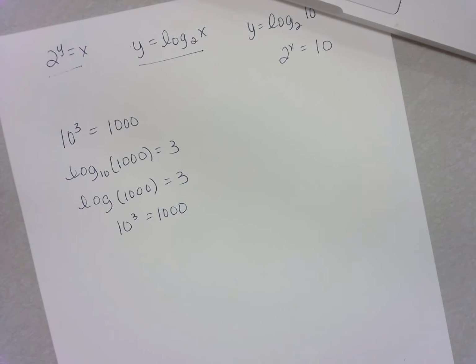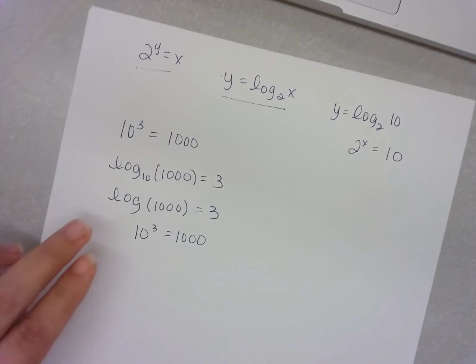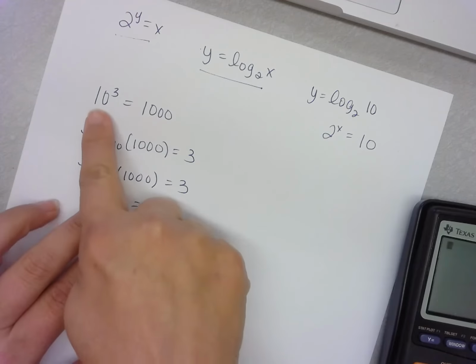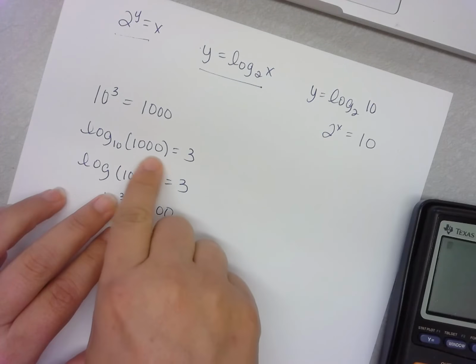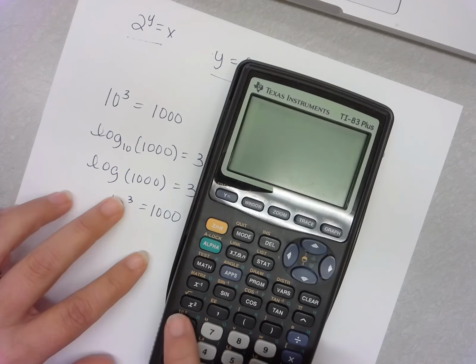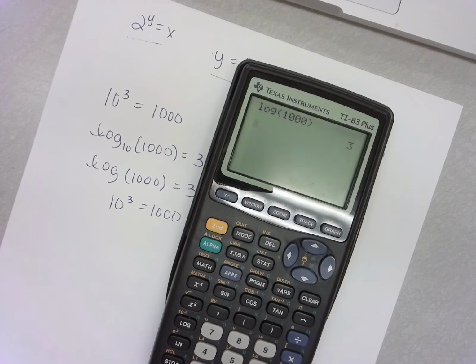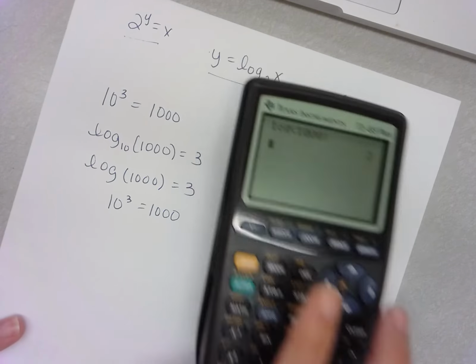So for instance, I know that this is actually 3, because I know that I can write 1,000 as 10 cubed, but now I can just pop this in my calculator. Here's my log button, and then I just put in 1,000, close my parentheses, and I do get out 3. So this is the first one that I can actually evaluate with my calculator.